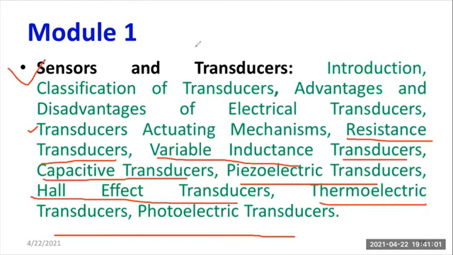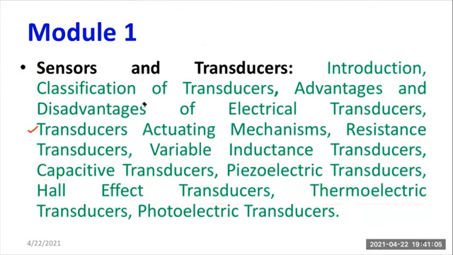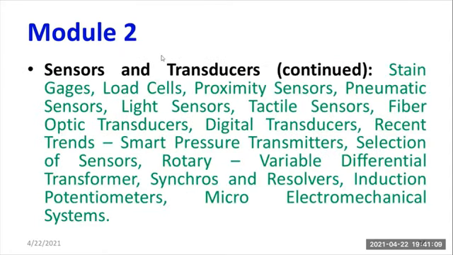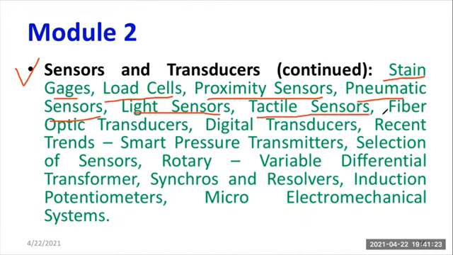And the second module is in continuation of the first module, and a few more transducers will be covered in the second module. Let us see what I'll be covering in the second module. I'm going to explain strain gauges, then load cells, then proximity sensors, pneumatic sensors, light sensors, tactile sensors, and fiber optic transducers. It is mainly for OFC communications.